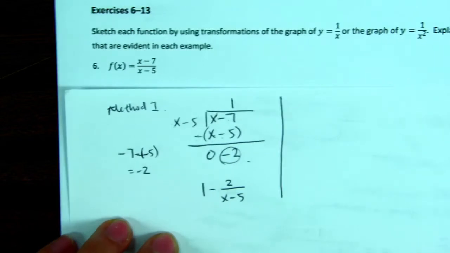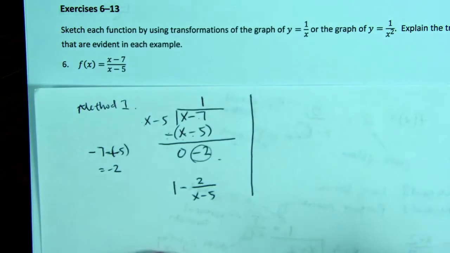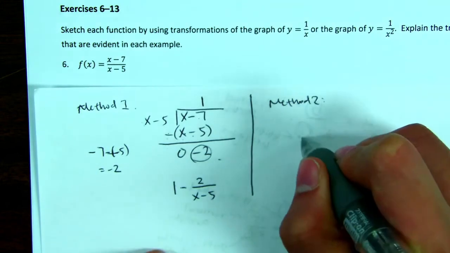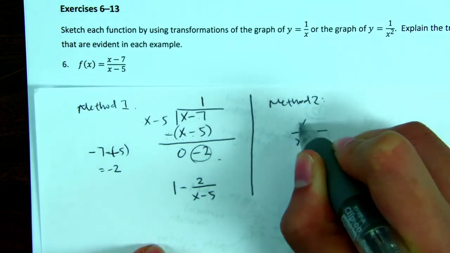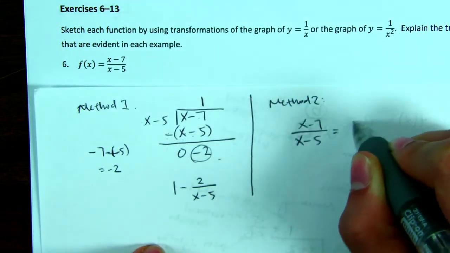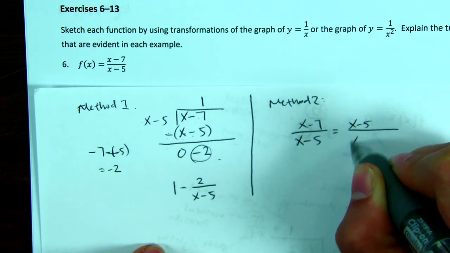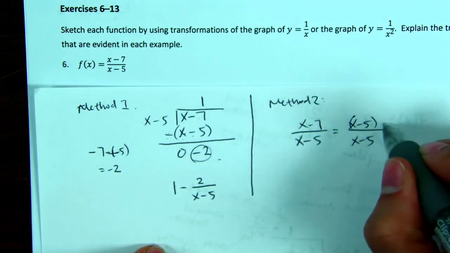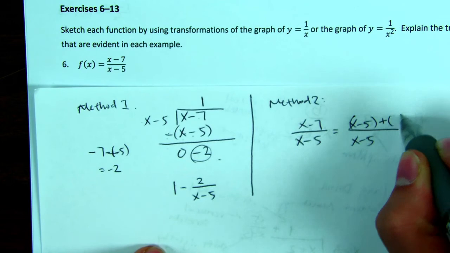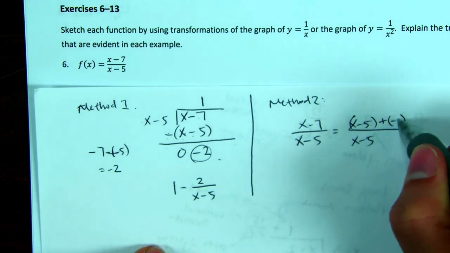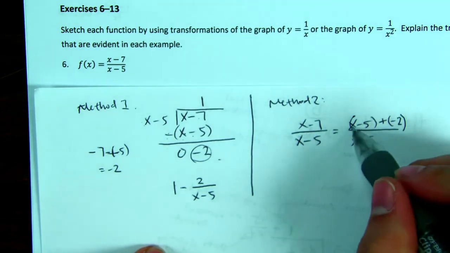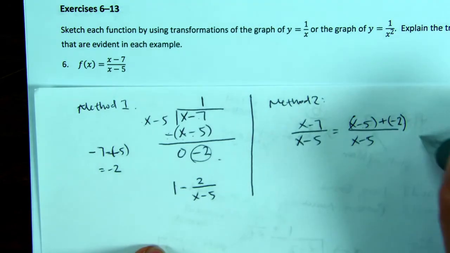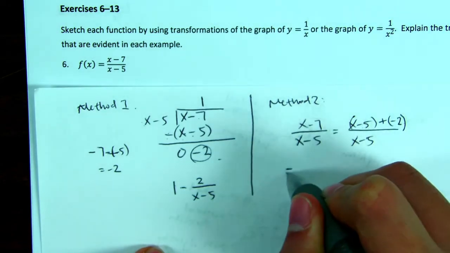Now I'm going to go over method number 2, which is pattern matching. So method 2, I'm looking for a pattern. And I would like an x minus 5 on top because I have x minus 5 on the bottom. But to turn x minus 7 into x minus 5, I have to add something. And what do I have to add? I have to add negative 2. So x minus 5 minus 2 is equal to negative 7. That looks about right. Okay, so now I can go ahead and write this as two fractions.